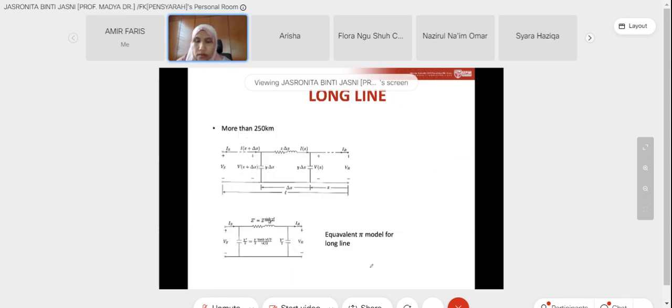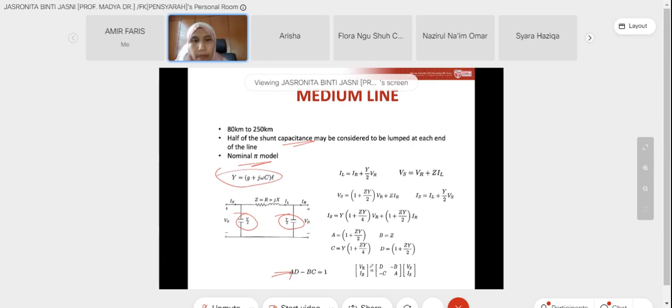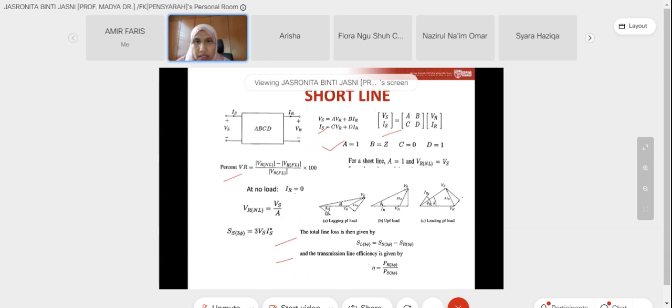Okay, this is for the medium line. Any question for the medium line? You see the difference between the medium line and the short line? What is the difference? See the A, B, C, D. For the short line, A equals 1, B equals 0, C equals 0, and D equals 1. Meanwhile, for the medium line, A equals this one, B equals Z, C equals this, and D equals this. Why? Because we have the shunt capacitance here.